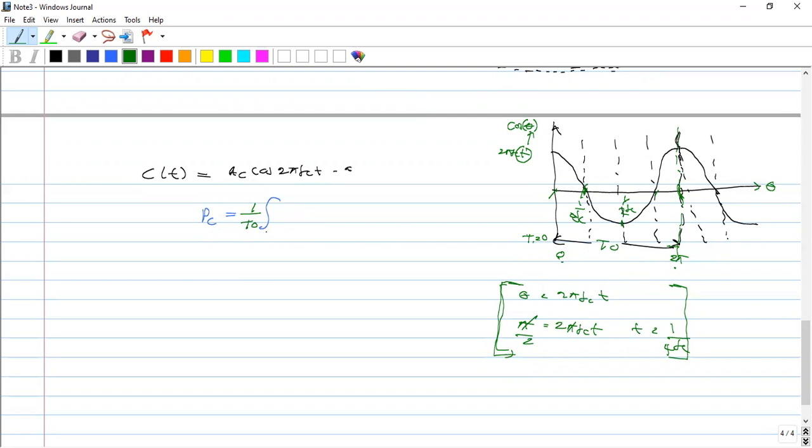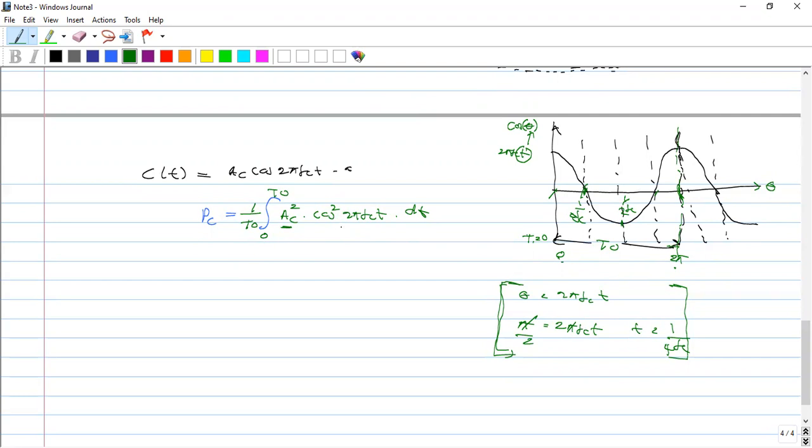Here this is from 0 to T naught. We have our signal c(t), and we have to get c square t. So I will write it directly. I square this, so we have Ac square cos square 2 pi fc t dt. We have to evaluate this. You can see that this Ac is a constant, but this is not a constant. So here you have a square value.